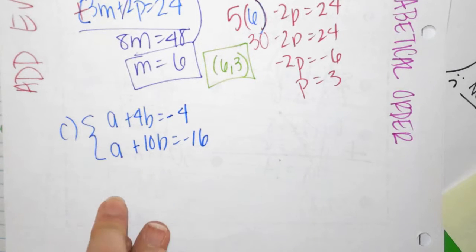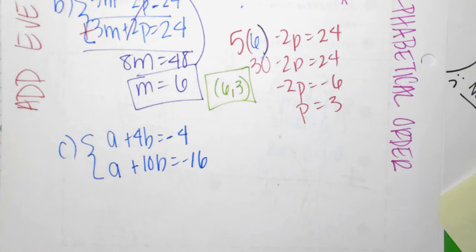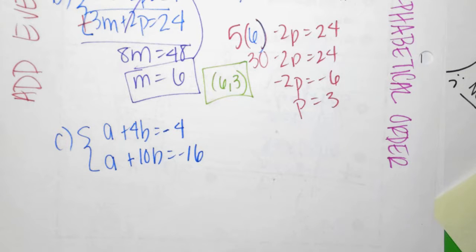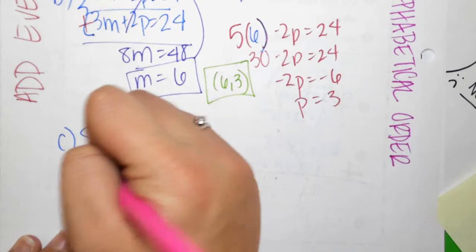Let's go. C. We need to look for same coefficient, opposite signs. Now, I have the same coefficient, but I don't have opposite signs. So am I going to add or subtract? Subtract. So, same sign, subtract. Subtract, my children.